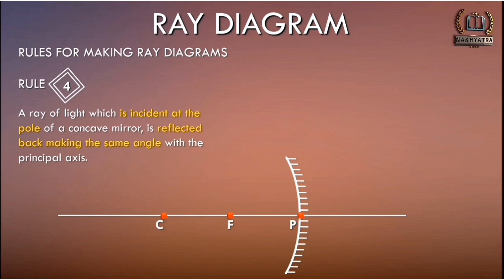A ray of light which is incident at the pole of a concave mirror is reflected back, making the same angle with the principal axis.